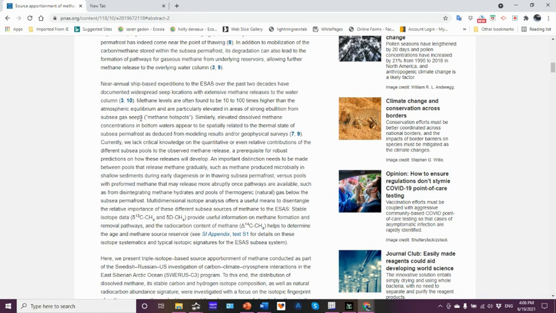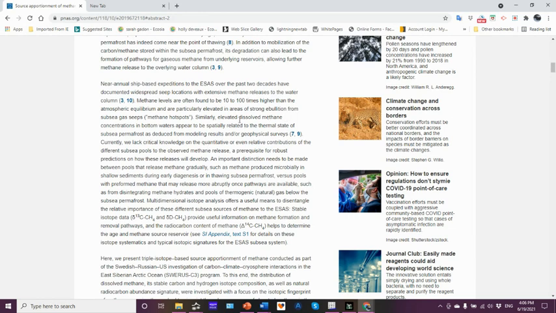more is being added to the system, and are particularly elevated in areas of strong ebullition, I think is how it's pronounced, from subsea gas seeps or methane hotspots. Ebullition is basically violent eruptions. So when I showed you that video of that methane bubbling up to the surface, that's what this is. That's the ebullition. However that's pronounced. Okay, so that's what it is. Violent methane eruptions, eruptions in gaseous forms, as opposed to being dissolved in the water.